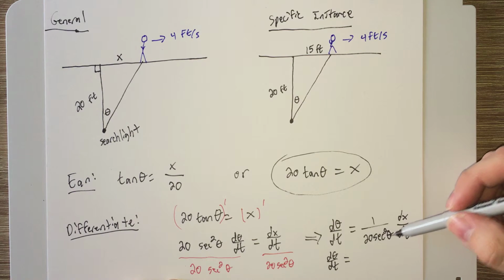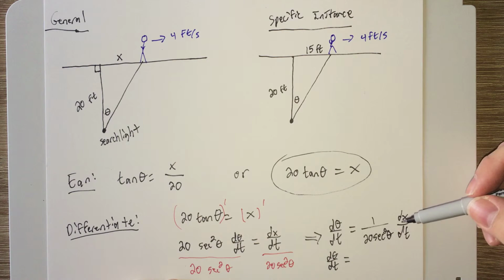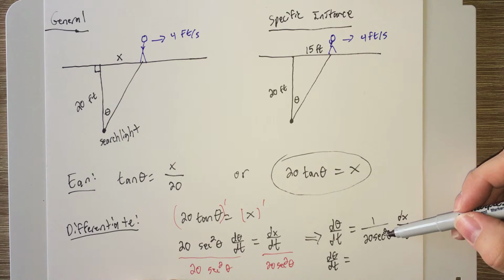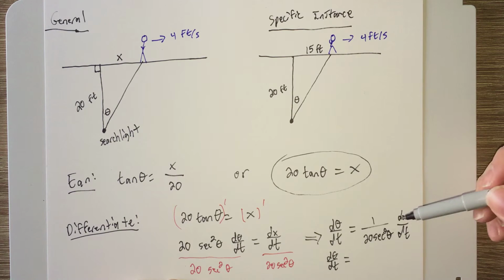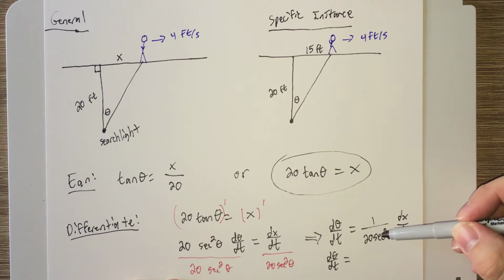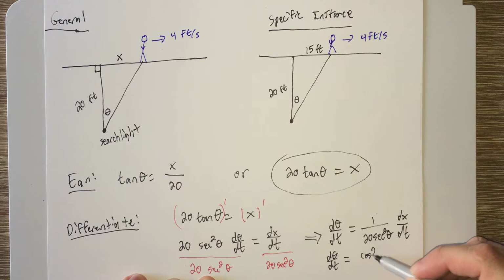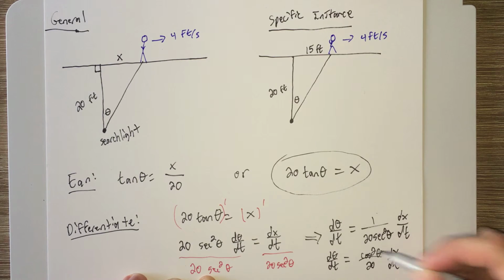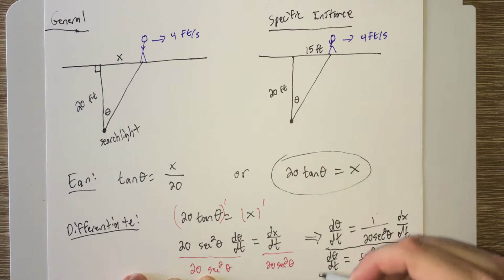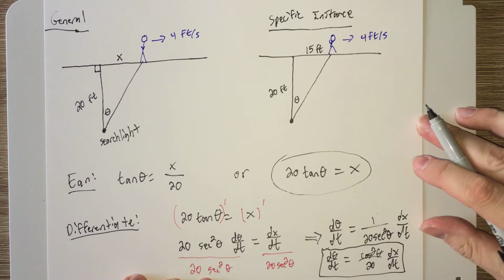Secant is 1 over cosine. So what's 1 over secant? The answer is cosine. But this is secant squared, so what's 1 over secant squared? Cosine squared. So instead of writing secant squared down here, I'm going to put cosine squared up here. We'll leave the 20 down here, and you get cosine squared theta over 20 dx dt. Okay, so that's going to help us. That's not the answer or anything, but we're getting there.